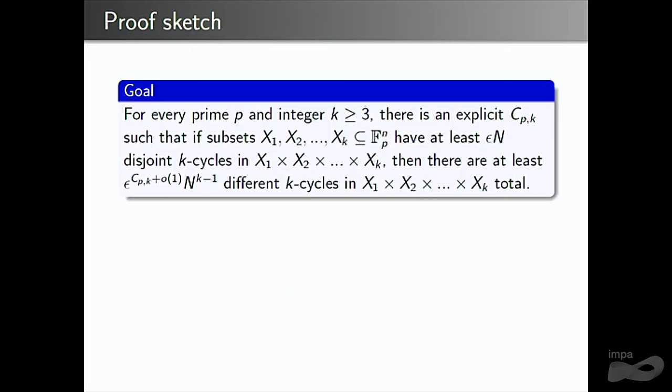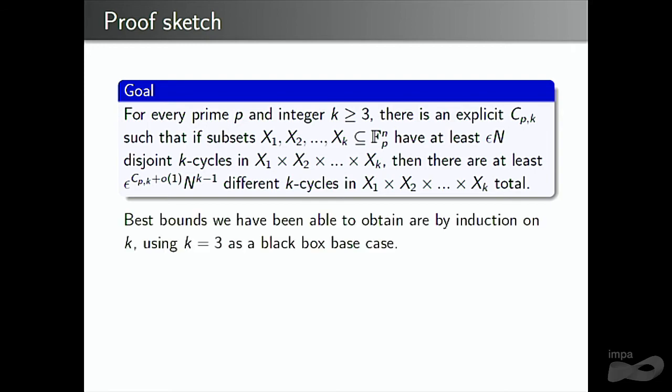So the best bounds that we've actually been able to obtain are just by induction on k, using k equals 3 as kind of a black box base case. And so the bound that this gives is basically, once you subtract 1, it scales linearly with k. I don't want to go into this induction argument because we don't have time, but basically you can find a subset of the coordinates and then contract them into 1 point and apply induction there.